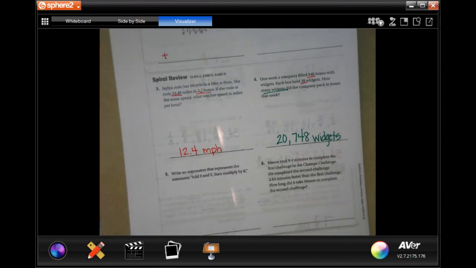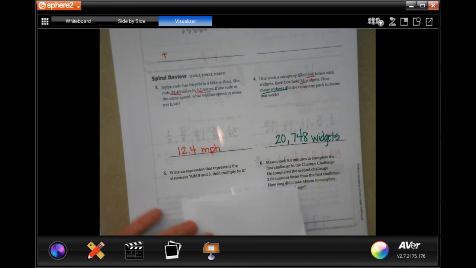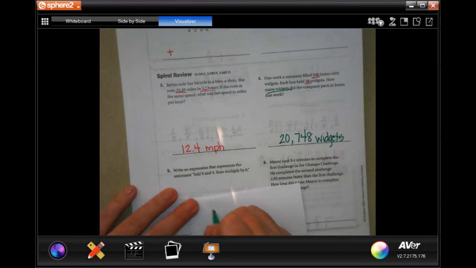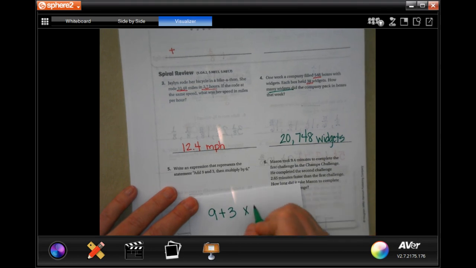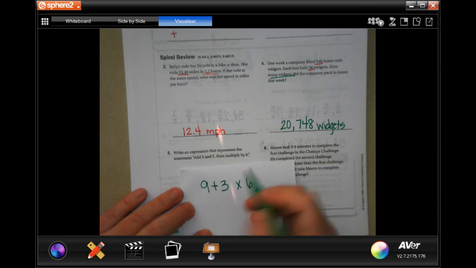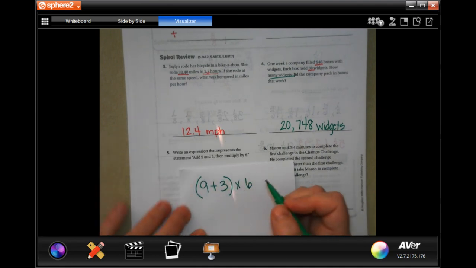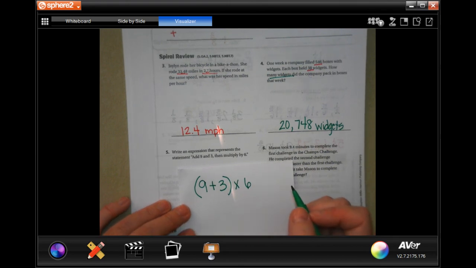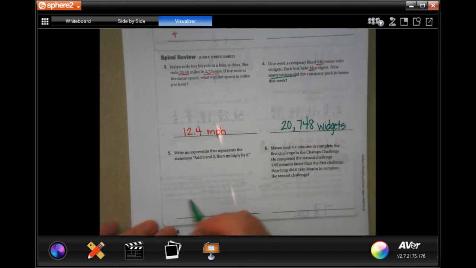Write an expression that represents the statement, add 9 to 3, then multiply by 6. So add 9 to 3, then multiply by 6. Here's the thing. It wants you to add 9 to 3 first, so you need to put parentheses around it. That's it. That's your whole answer.